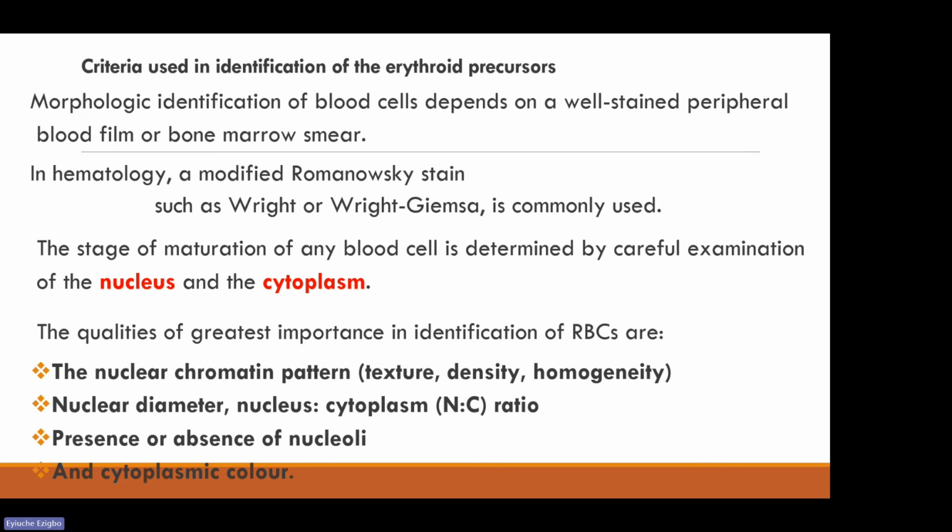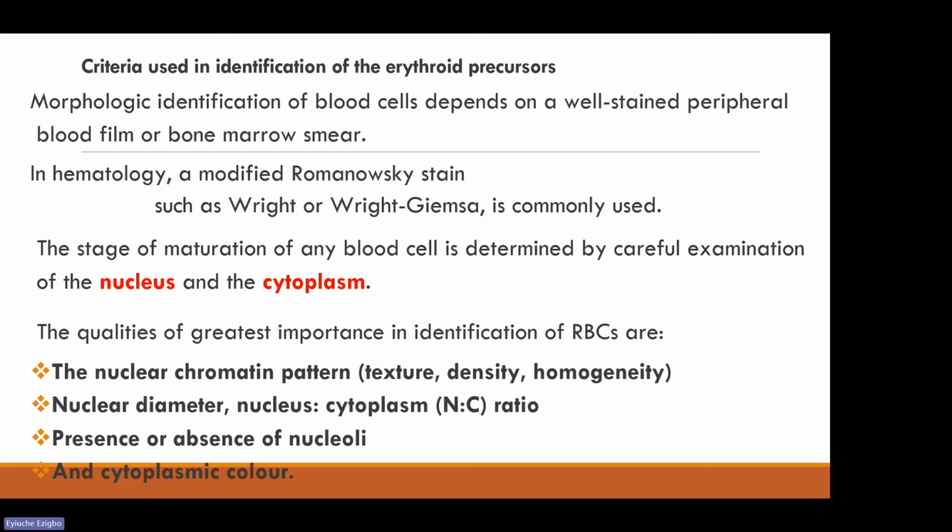So we call it morphologic identification of blood cells, and this depends on a well-stained peripheral blood film or bone marrow. So you have to carefully make your blood film and stain it properly so that you'll be able to identify the structures of the cells you are looking for. In hematology, a modified Romanowsky stain, such as Wright or Wright-Giemsa, is commonly used. The stage of maturation of any blood cell is determined by careful examination of the nucleus. How is the nucleus? And how is the cytoplasm?